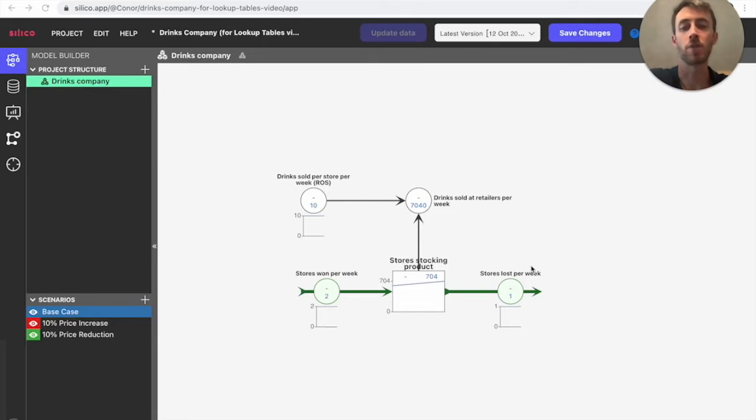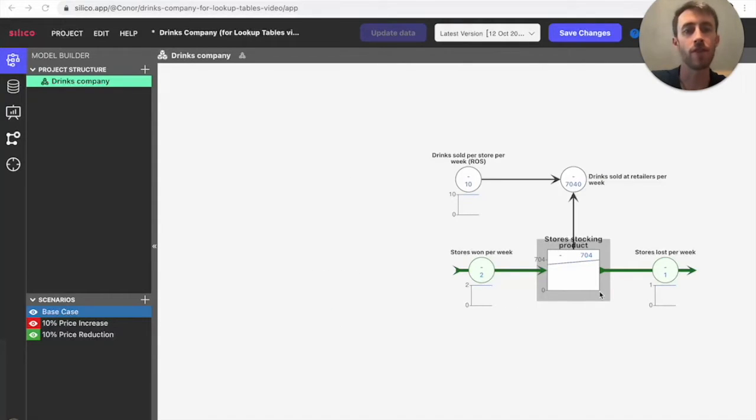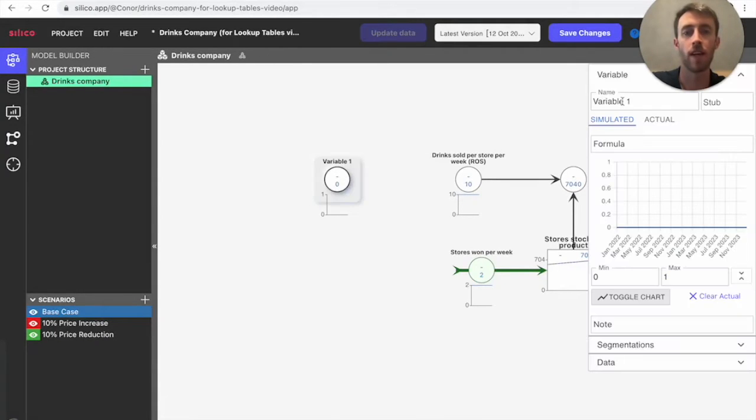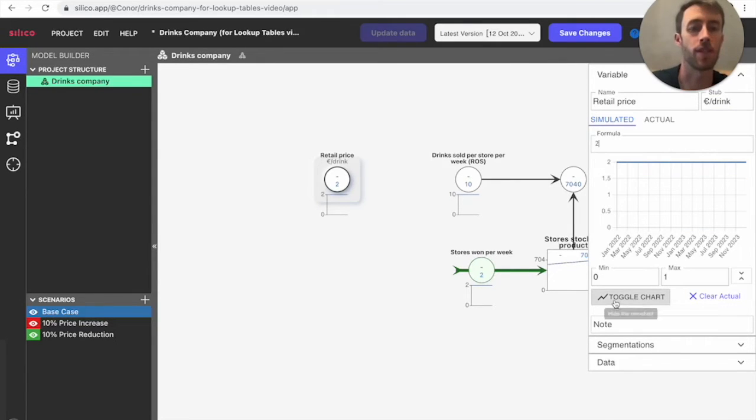So we can use the lookup table to specify the rate of sale, so how many drinks sold per store per week, for a given price. Okay, so the first thing to do here is to introduce price as a variable in the model. So if we right click here, select create variable, and we're going to call this the retail price. This is the price, in euro, that the consumer will pay per drink. And let's just say that at the moment the stores are charging €2 per drink that we sell.